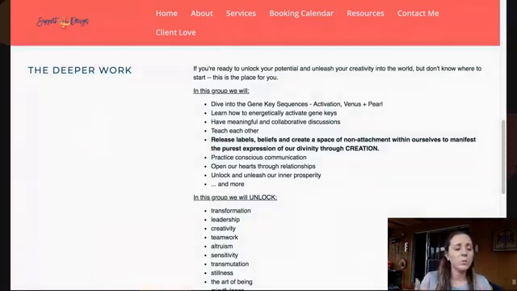It's not a set course. There's not like module 1, module 2, and so on. It's spirit-led. Whoever shows up in the group, I'm going to read the energy and be very present in the moment, and say, this is what I feel I'm meant to share with you.